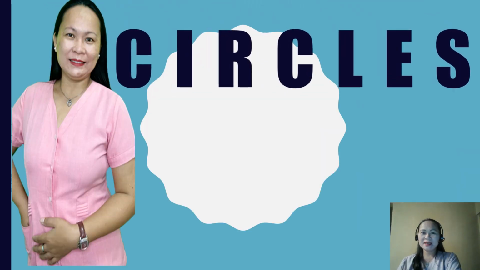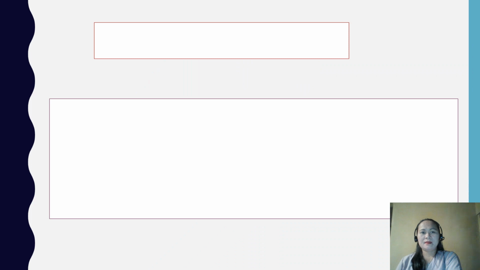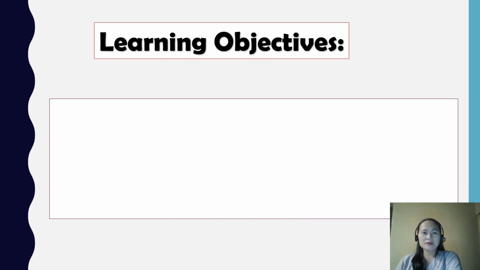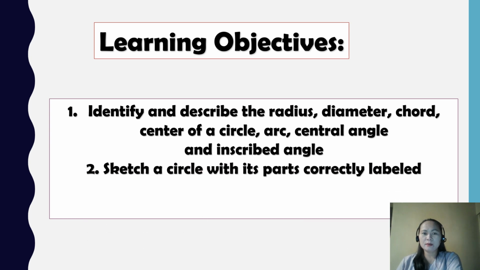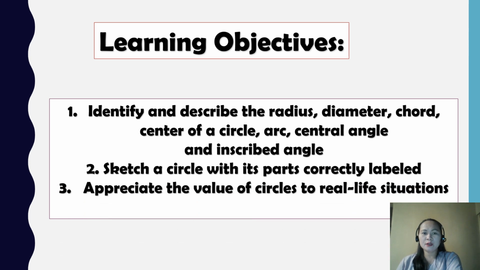Today I will be discussing circles. For our learning objectives, number 1: identify and describe the radius, diameter, chord, center of a circle, arc, central angle, and inscribed angle. Number 2: sketch a circle with each part correctly labeled. And number 3: appreciate the value of circles to real-life situations.